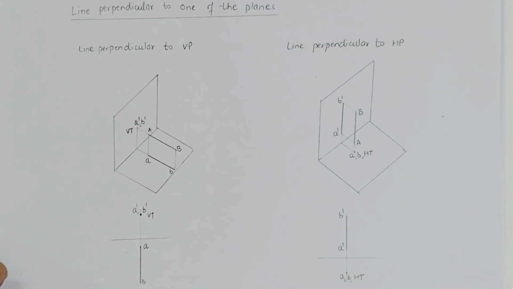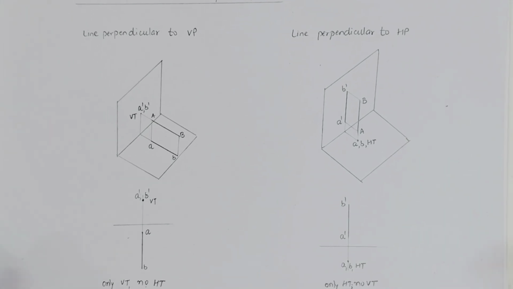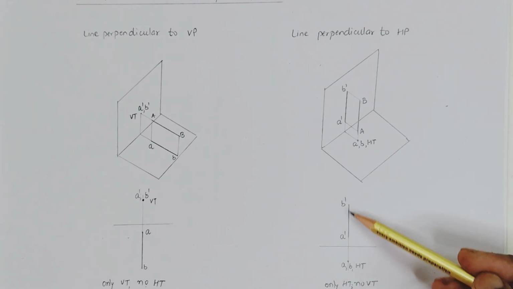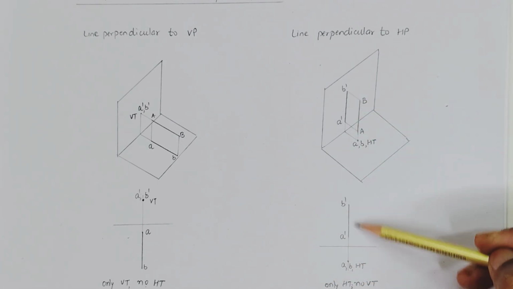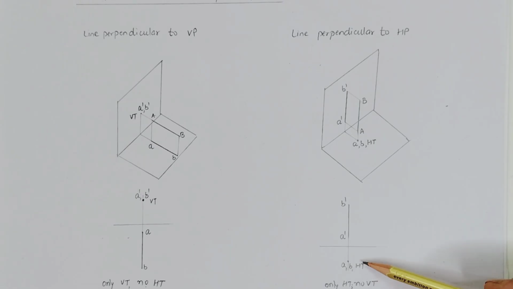So this point also represents the horizontal trace. When we represent this on the XY axis, here is a projector, the front view A dash B dash here, and the top view here. So this is the horizontal trace. In this case there is only a horizontal trace, no vertical trace at all.